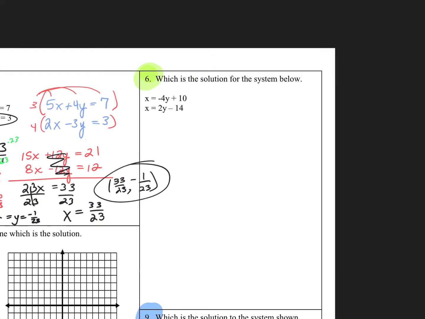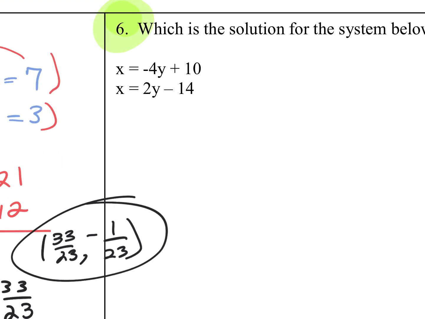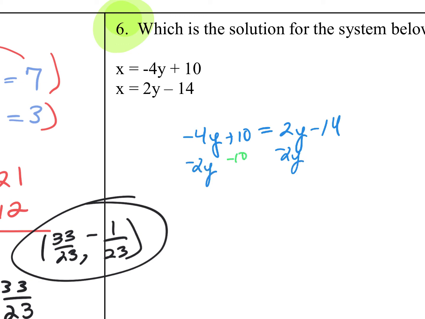All right, let's look at number 6. Just upon investigation, what is this already easily set up to do? Substitution. They both say x equals. So you can literally just write x equals one thing on the left and one thing on the right. So negative 4y plus 10 equals 2y minus 14. We want letters on one side, numbers on the other. So I'm going to subtract 2y from both sides. And then I'm going to subtract 10 from both sides.